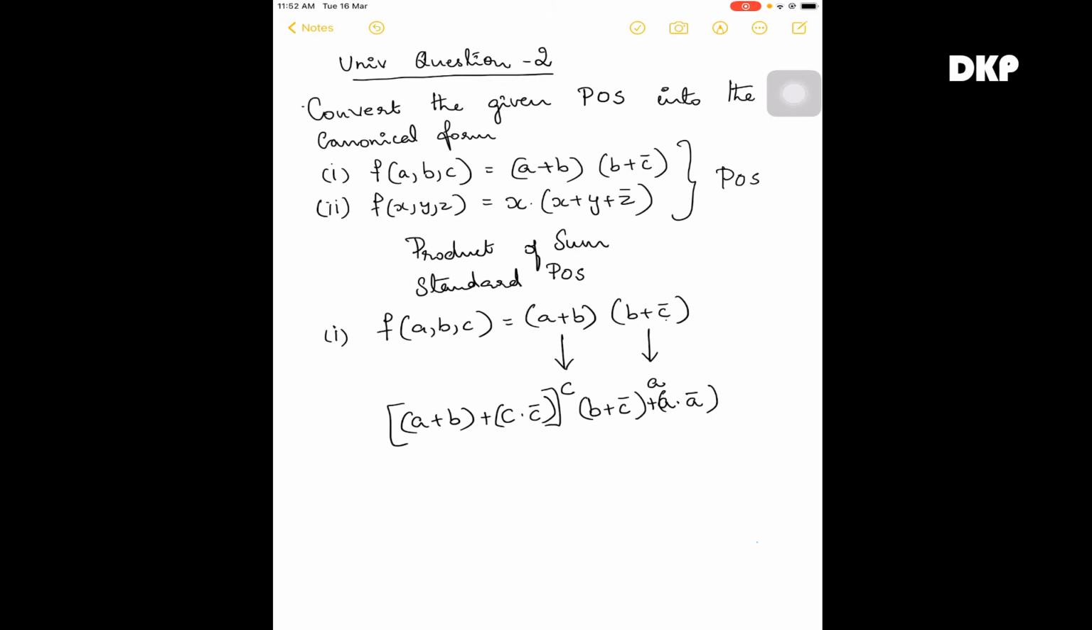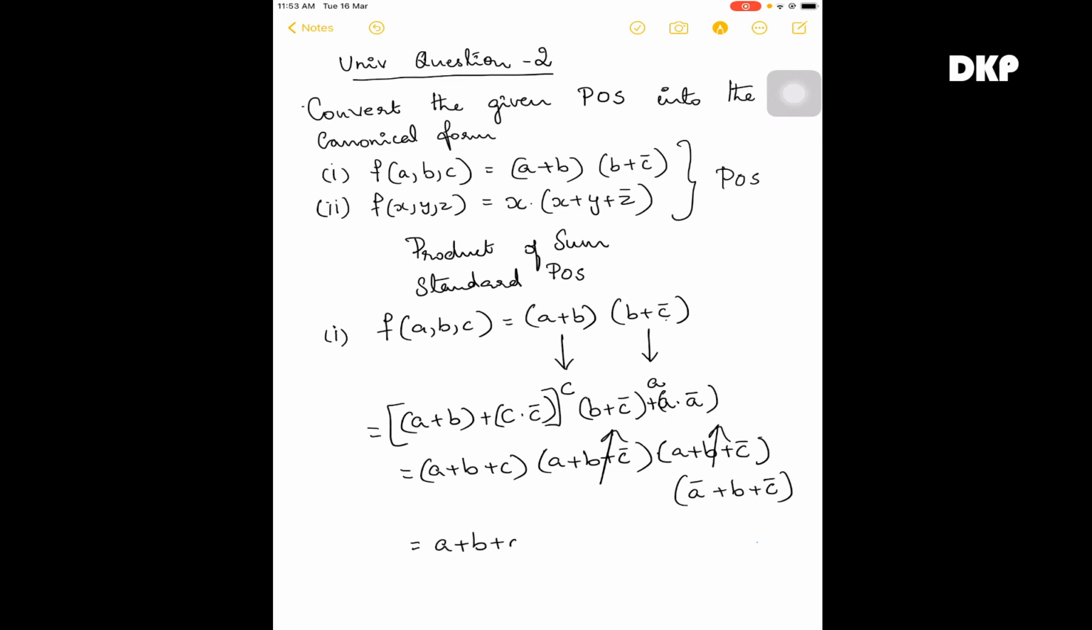Now we have to solve this so that you will get (A plus B plus C) into (A plus B plus C bar) into (A plus B plus C bar) into (A bar plus B plus C bar). Now these terms are repeated twice. You have to write it once: (A plus B plus C), (A plus B plus C bar), (A bar plus B plus C bar). So this is the canonical form of the given POS.